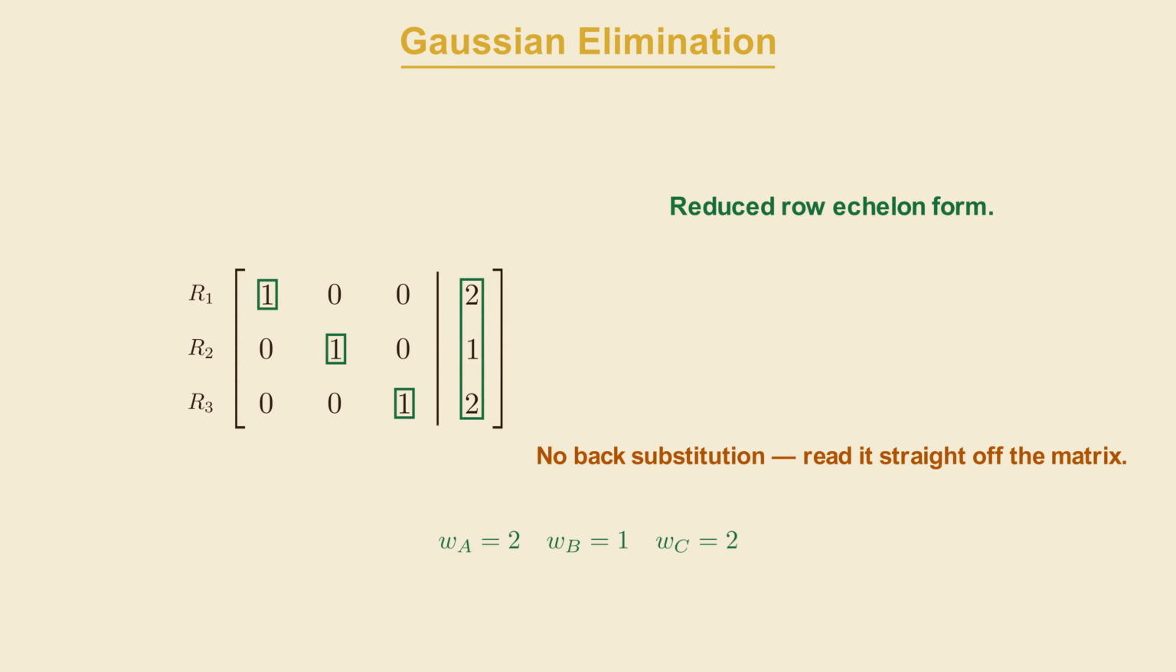So that is the punchline of Gaussian elimination. Take any augmented matrix and apply these three row operations until it is in reduced row echelon form, and then the answer just falls right out.